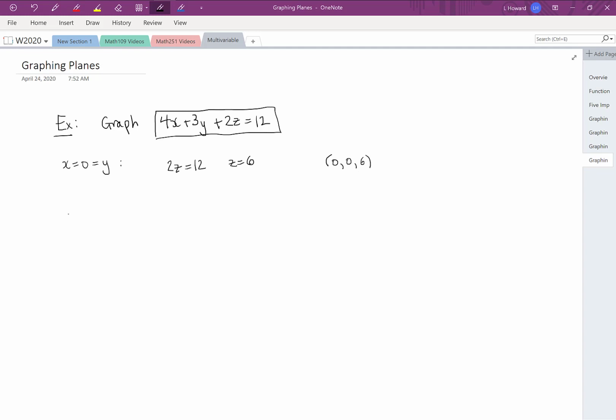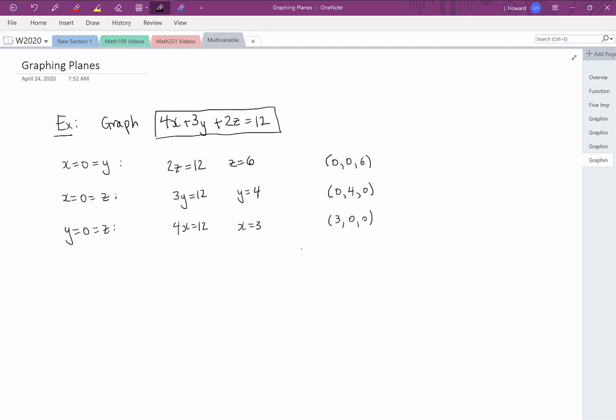as our z-intercept. Okay, so let's try the same thing for the other two intercepts. We'll let x equals 0 and z equals 0 to get our y-intercept. Plugging into the equation for our plane, we'd have 3y equals 12. So that gives us a y value of 4, and as an ordered triple, that looks like (0, 4, 0). Okay, and then let's do our x-intercept. Letting y equal 0 and z equal 0, we would have 4x equals 12. In other words, we're getting an x value of 3, and as an ordered triple, that's (3, 0, 0).